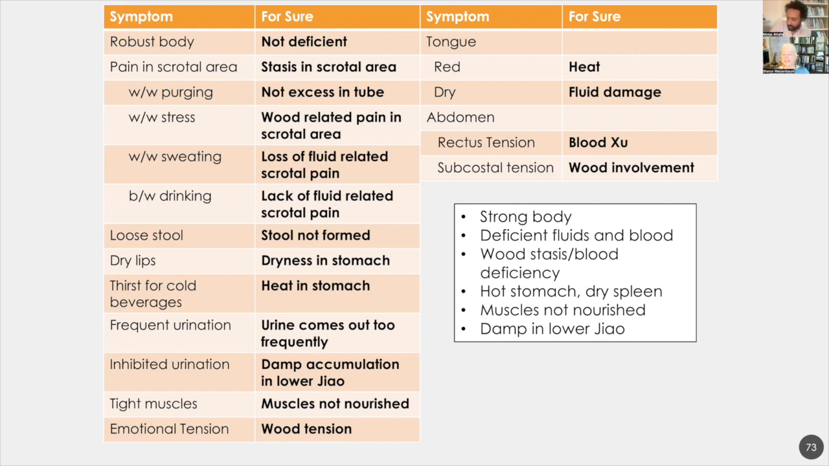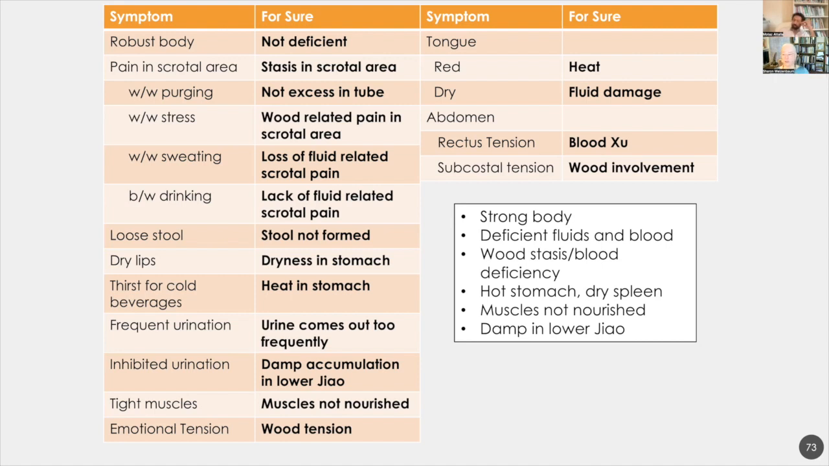So I say that's wood tension. So just keeping it really simple, I want to look at symptoms for what they are. They might not be what we think they mean, but we can always know what they are. So a red tongue is heat, dryness is some fluid damage, the rectus tension is blood deficiency, and the subcostal tension is wood involvement. So what do we know?